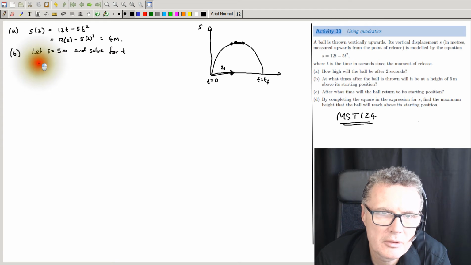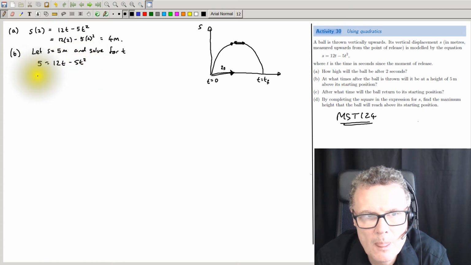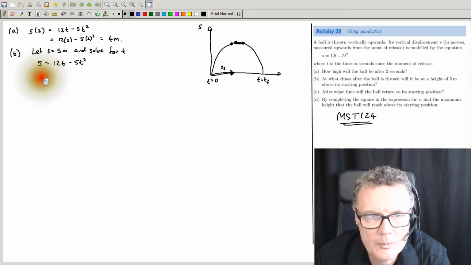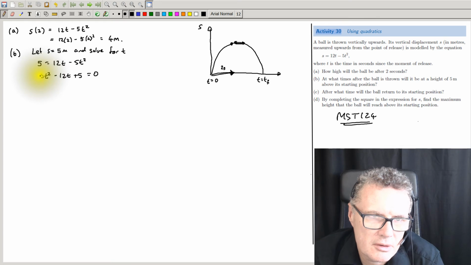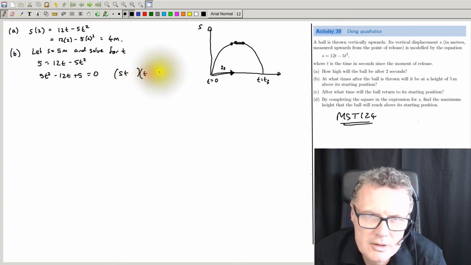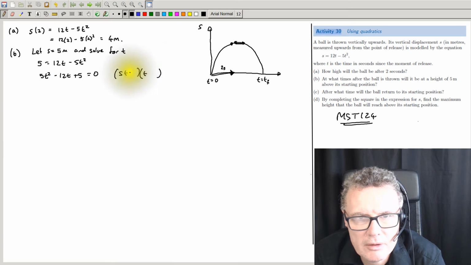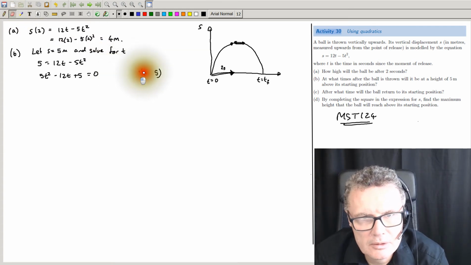So 5 equals 12t minus 5t squared. I'll rearrange this into quadratic form: 5t squared, take away 12t, plus 5 equals 0. Doesn't strike me that I can factorize that. Give it a go: 5t, t, I'm looking for 1 and 5 here, or 5 and 1 really. 5 will end up producing 25. It's not going to work. So there are no simple factors.